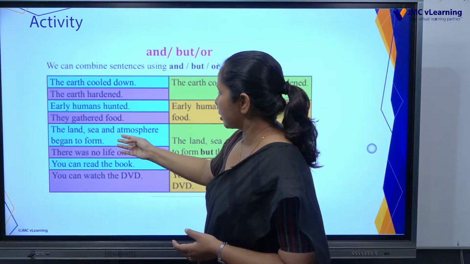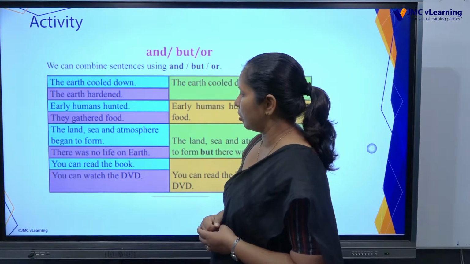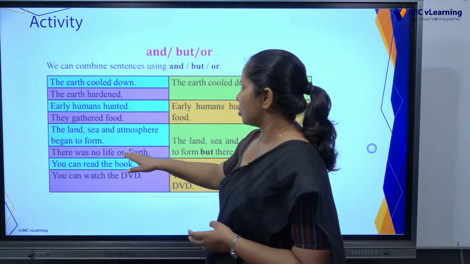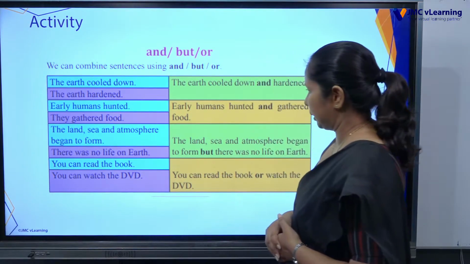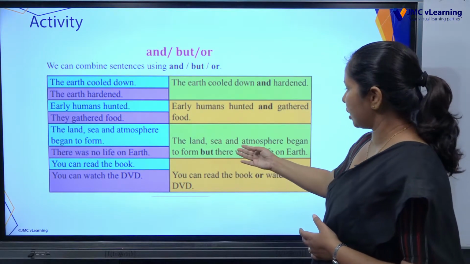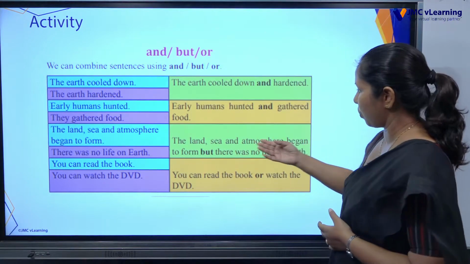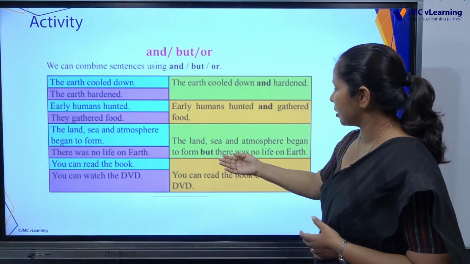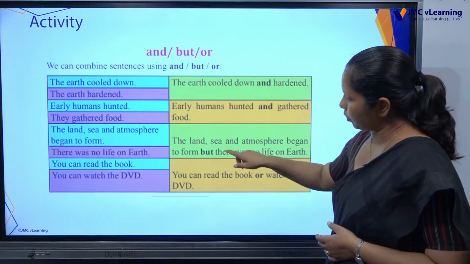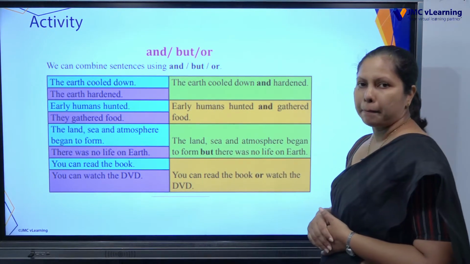The land, sea and atmosphere began to form. There was no life on earth. So we can take it as the land, sea and atmosphere began to form, but there was no life on earth. So here we have used the conjunction but.